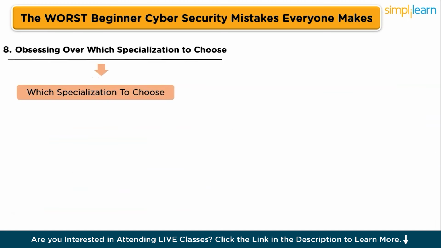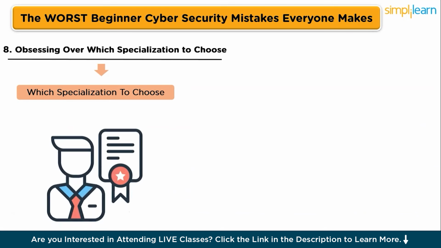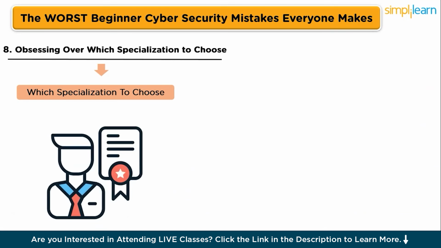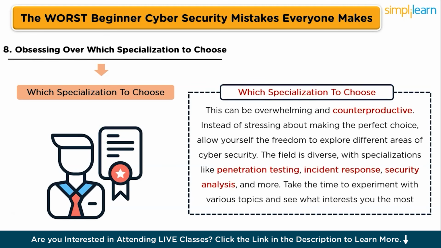Now, moving to number 8, that is obsessing over which specialization to choose. When starting a career in cybersecurity, many beginners obsess over which specialization to choose. This can be overwhelming and counterproductive. Instead of stressing about making the perfect choice, allow yourself the freedom to explore different areas of cybersecurity. The field is diverse, with specializations like penetration testing, incident response, security analysis, and more. Take the time to experiment with various topics and see what interests you the most.